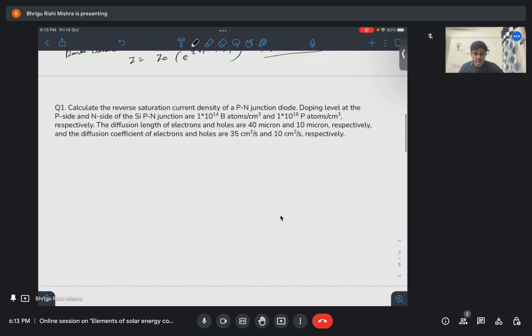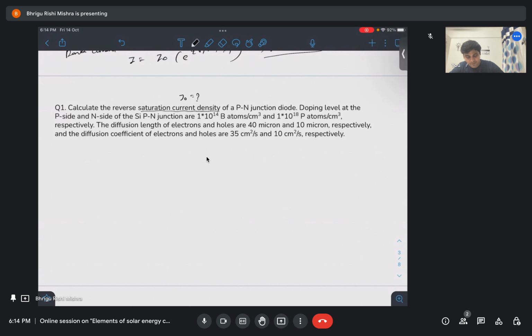The first question is: calculate the reverse saturation current density of a PN junction diode. So we have to calculate the saturation current density, that means we need to calculate J naught, of the PN junction diode.